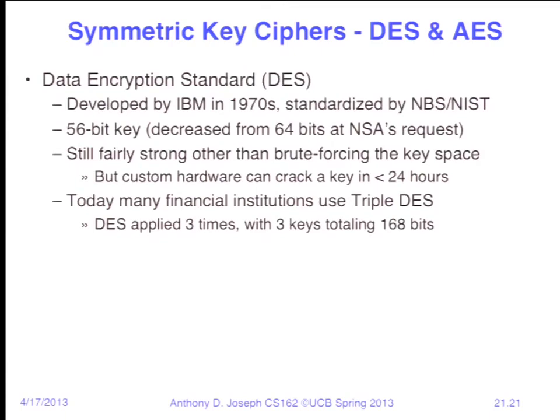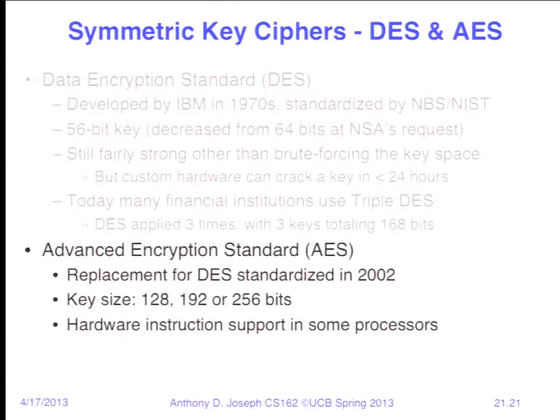Now, because of the weaknesses that were recognized in DES, in 2002 there was a search for a replacement. And it was actually a worldwide competition for a new algorithm. And the result was a Dutch algorithm, elliptic curve computation, was chosen as the Advanced Encryption Standard and standardized back in 2002. AES supports multiple key sizes, and modern processors, like modern Intel processors, actually have hardware instructions for some of the primitives of AES to make it much, much faster to implement it.